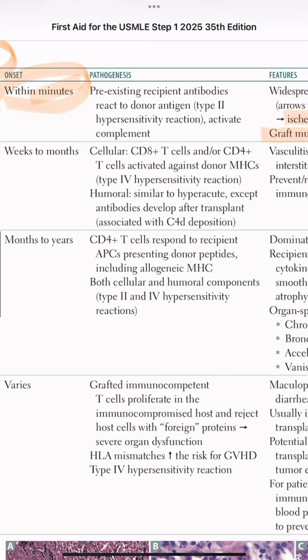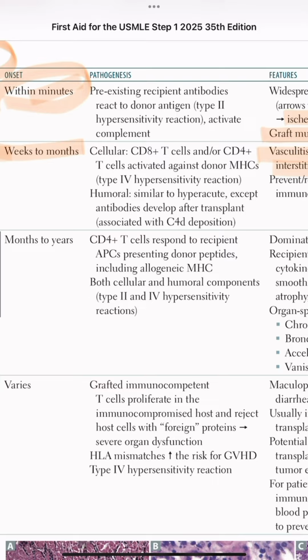Next, if the patient presents with onset of vasculitis of graft vessels with dense interstitial lymphocytic infiltrate within weeks to months, let's say 5 weeks, 6 weeks after the transplant, most likely this patient is undergoing which kind of transplant rejection? Acute, acute transplant rejection.